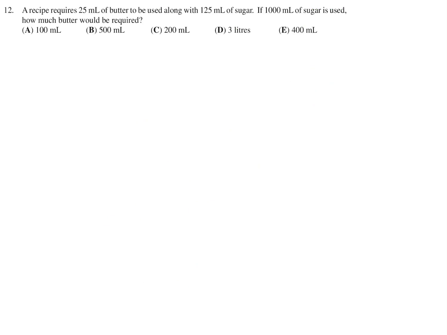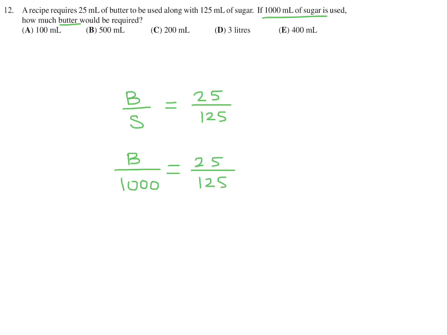A recipe requires 25 ml of butter to be used along with 125 ml of sugar. If 1000 ml of sugar is used, how much butter would be required? So the amount of butter to sugar ratio is 25 to 125, and that's what the question tells you. So we can just use that ratio to figure out the amount of butter. So the amount of butter for 1000 ml of sugar is going to have the same ratio, 25 over 125. So now we can just solve for this.